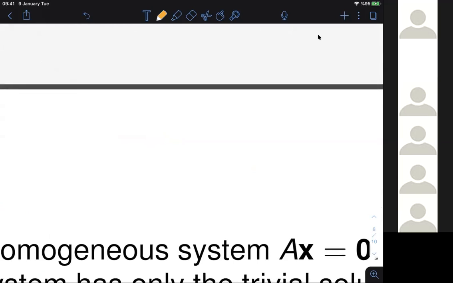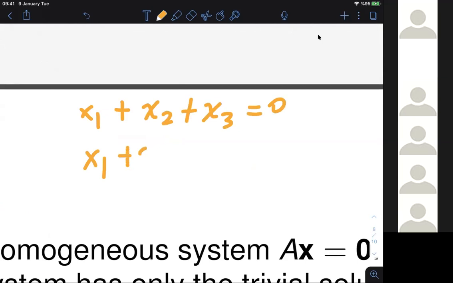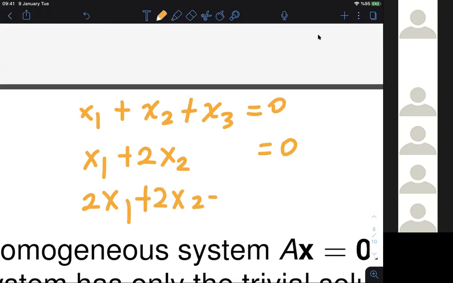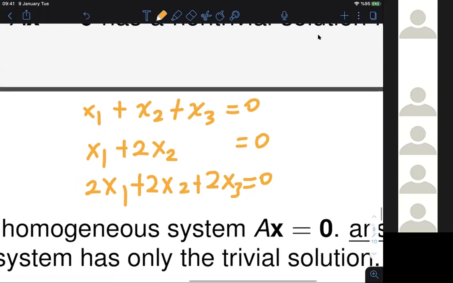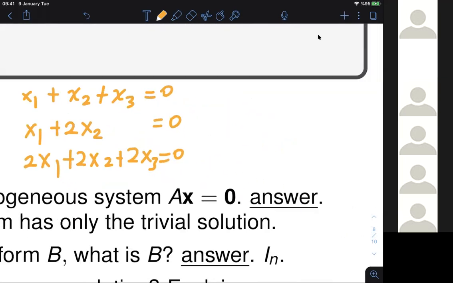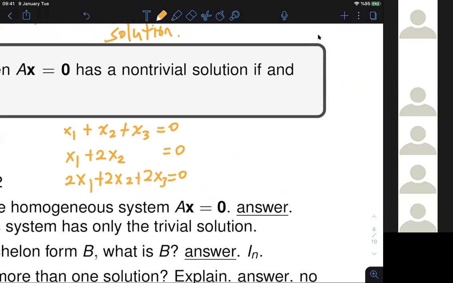The equations could be more complicated. We could look at a 3 by 3 example: x1 plus x2 plus x3 equals 0, then x1 plus 2x2 equals 0, and finally one more equation. The question is whether this system has a non-trivial solution, or only the 0, 0, 0 trivial solution. Just check its determinant. If its determinant is non-zero, then the trivial solution is the only solution you will get.